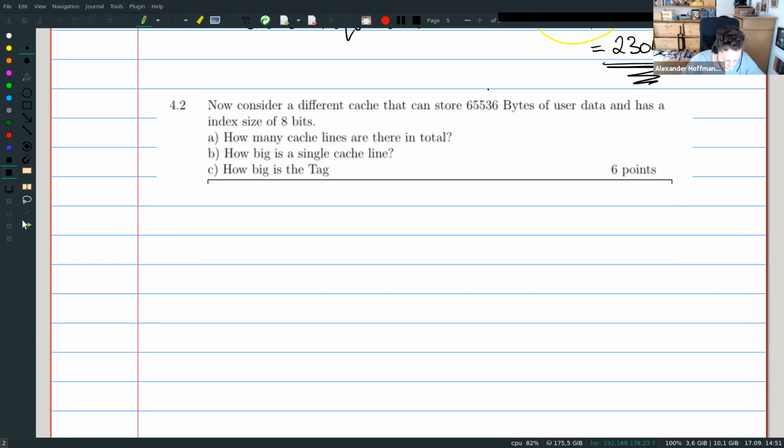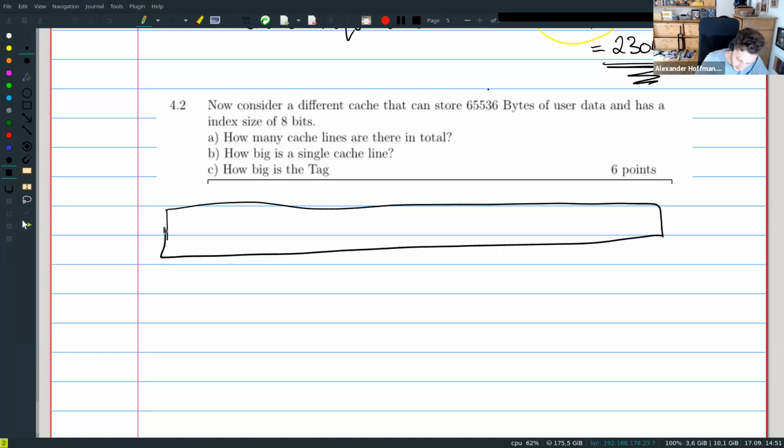So now consider a different cache that can store 65,536 bytes of user data and has an index size of 8 bits. How many cache lines are there? So let's draw a picture of our address. What have they given us? Has an index of 8 bits. Offset is unknown. Tag unknown. How many cache lines are there in total?